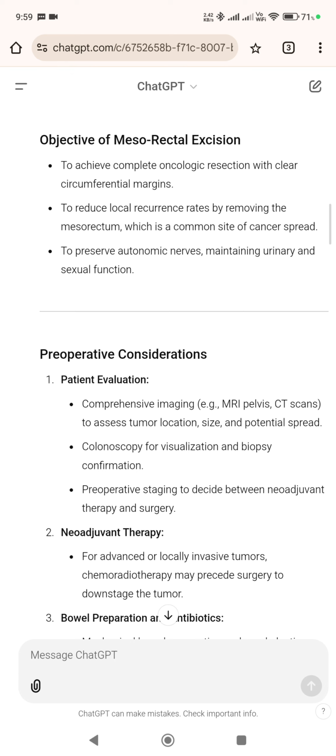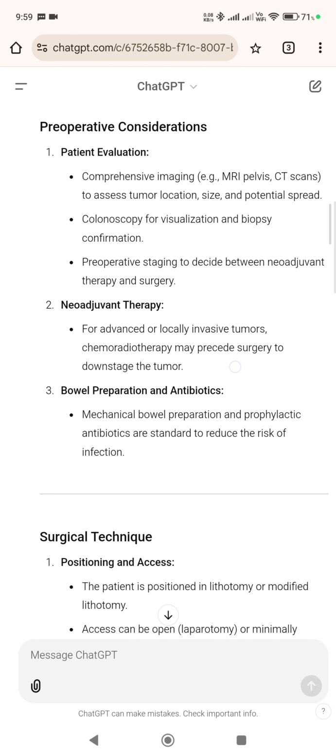Preoperative considerations. 1. Patient evaluation. Comprehensive imaging, e.g. MRI pelvis, CT scans, to assess tumor location, size, and potential spread. Colonoscopy for visualization and biopsy confirmation. Preoperative staging to decide between neoadjuvant therapy and surgery. 2. Neoadjuvant therapy. For advanced or locally invasive tumors, chemoradiotherapy may precede surgery to downstage the tumor.